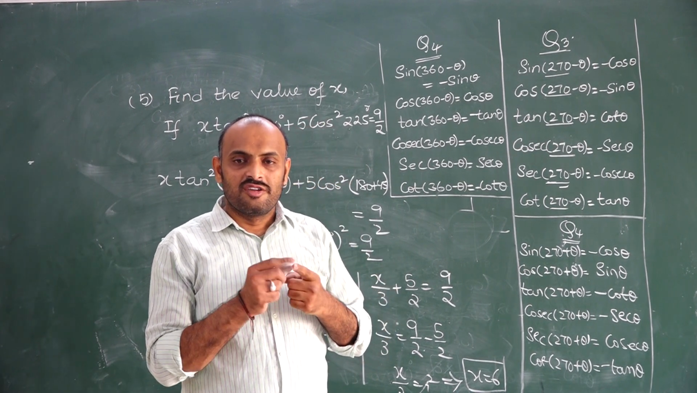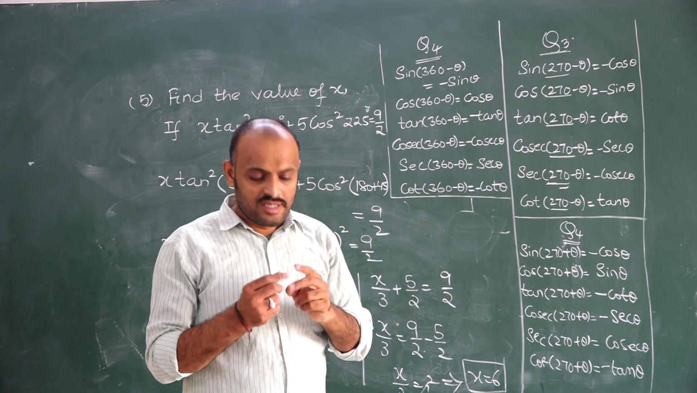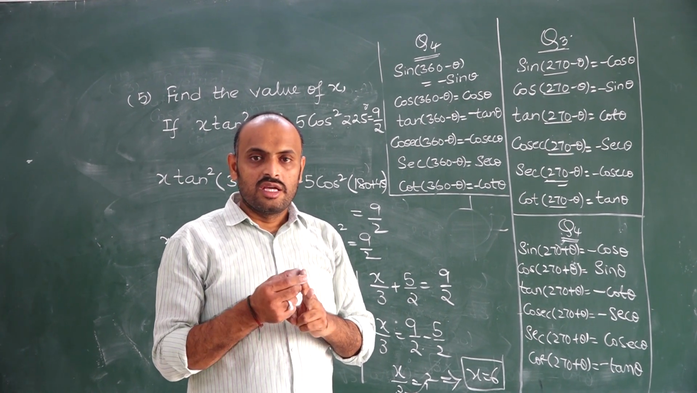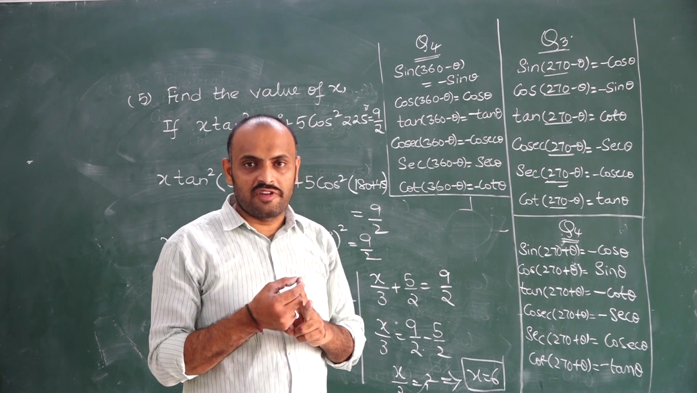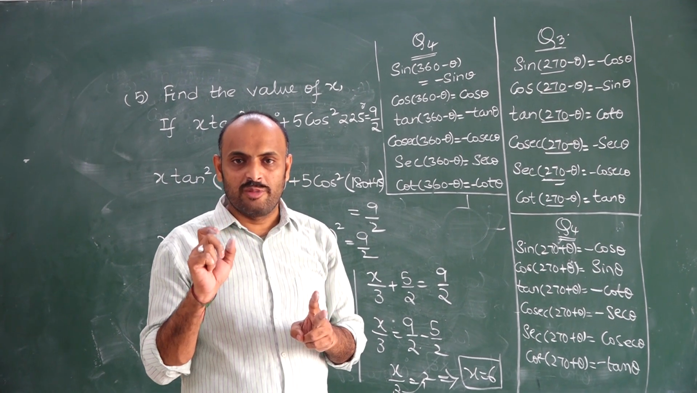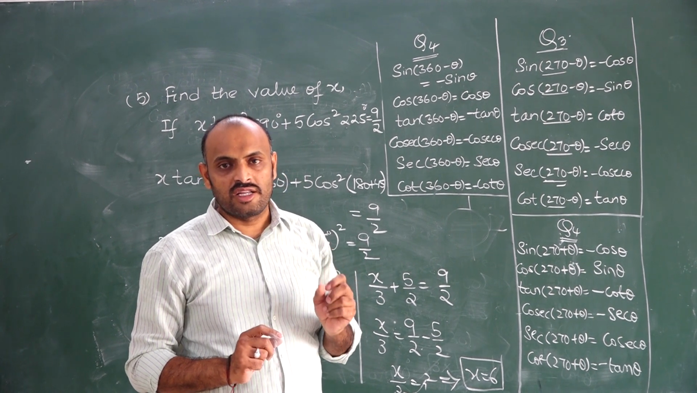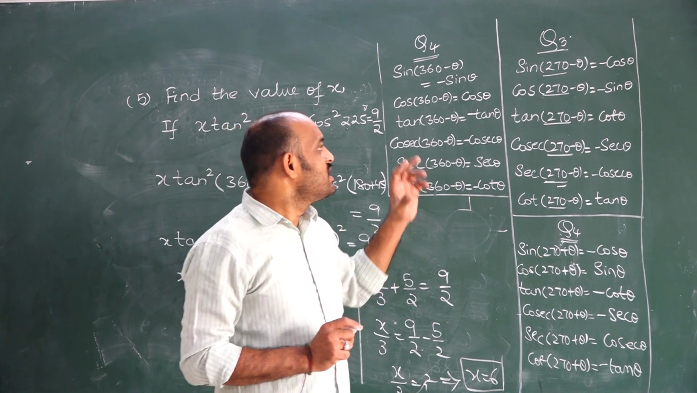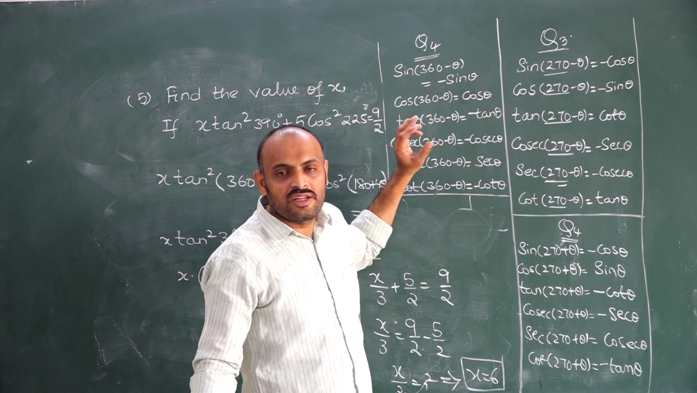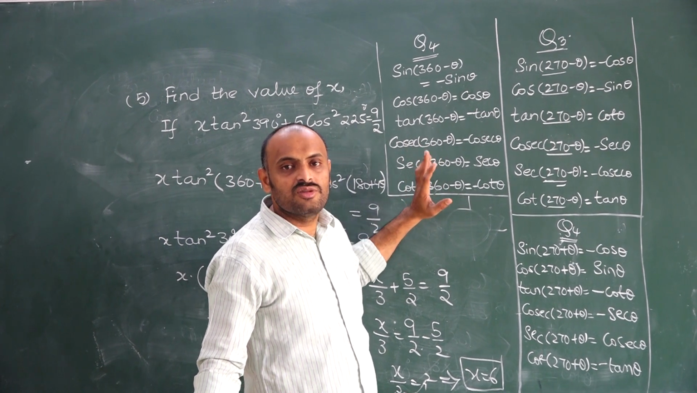First one is whether the given angle is an odd multiple of 90 or an even multiple of 90. Second thing, in which quadrant it lies. If the given angle is an even multiple of 90, the trigonometric ratio does not change. Sin remains sin, cos remains cos, tan remains tan, cosecant remains cosecant, secant remains secant, cot remains cot. If it is an odd multiple of 90, sin converts to cos, cos converts to sin, tan converts to cot, cot converts to tan, cosecant converts to secant, secant converts to cosecant.